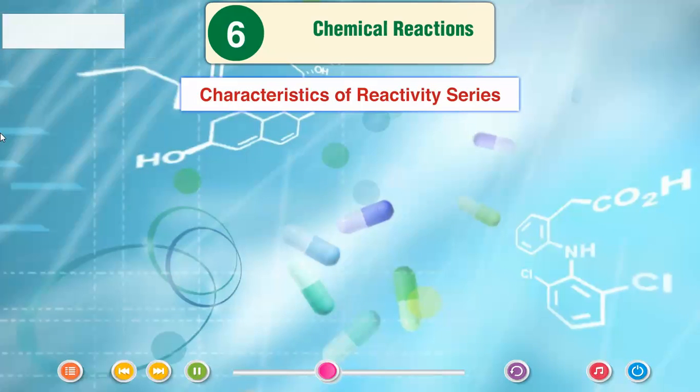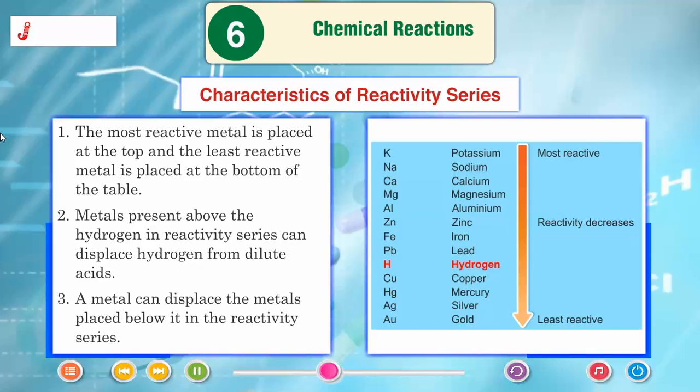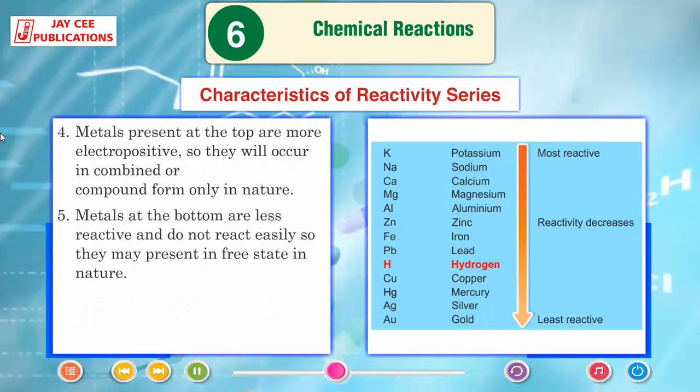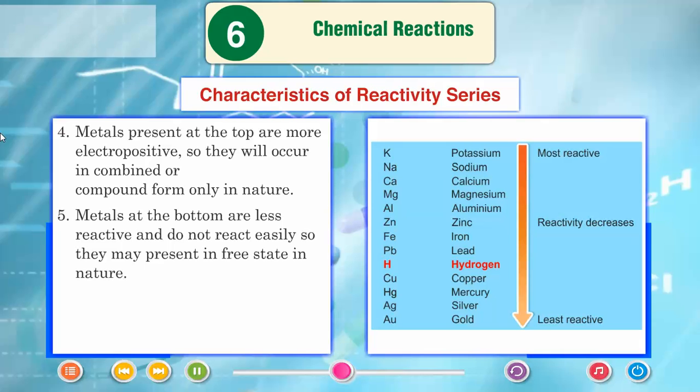Characteristics of reactivity series. The most reactive metal is placed at the top and the least reactive metal is placed at the bottom of the table. Metals present above hydrogen in the reactivity series can displace hydrogen from dilute acids. A metal can displace the metals placed below it in the reactivity series. Metals present at the top are more electropositive, so they will occur in combined or compound form only in nature. Metals at the bottom are less reactive and do not react easily, so they may be present in the free state in nature.